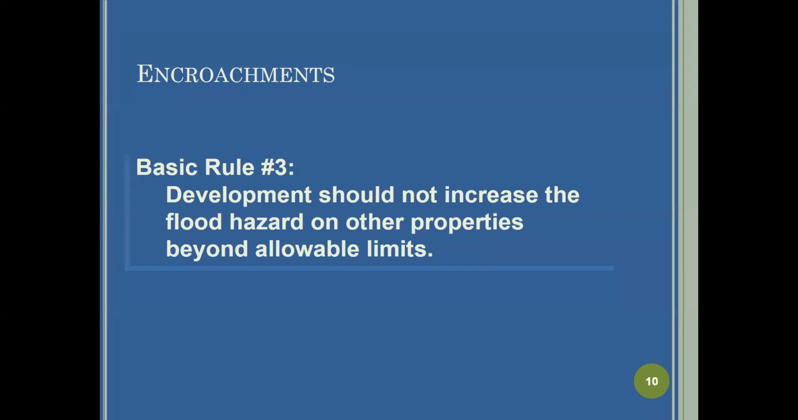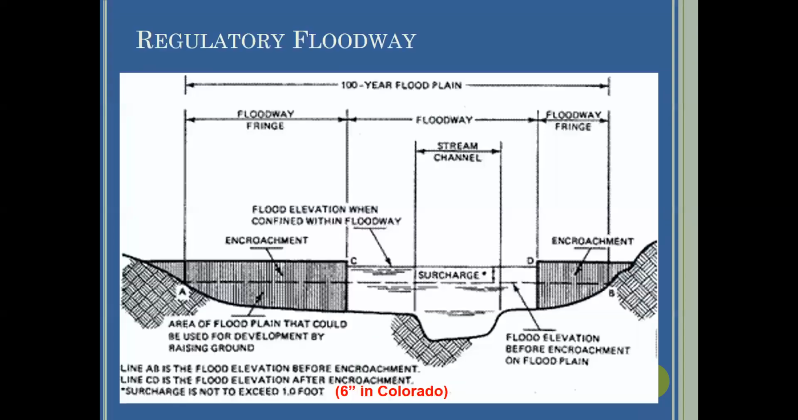So again, here's what my job is. As the local floodplain administrator, I have to apply this rule. So if there's a regulatory floodway, what does that do? In Colorado, the surcharge is 6 inches. The floodway's been mapped. The property owners on the right and left here can fill from the edge of the floodplain in towards the middle.